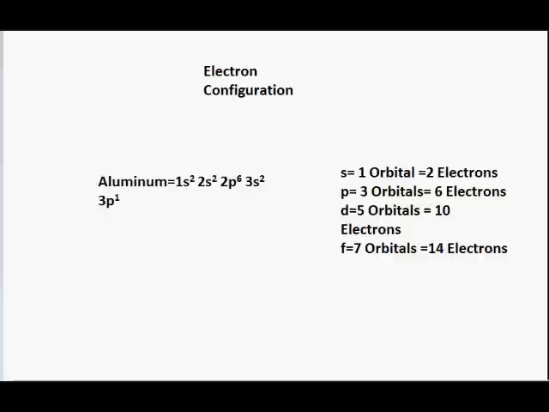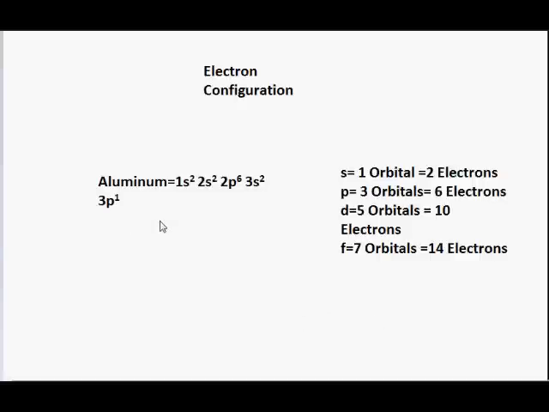In electron configuration, there are different sublevels. These four sublevels are S, P, D, and F. The S sublevel holds 2 electrons, the P sublevel holds 6 electrons, the D sublevel holds 10 electrons, and the F sublevel holds 14 electrons. In the electron configuration of aluminum, you can see the different sublevels.